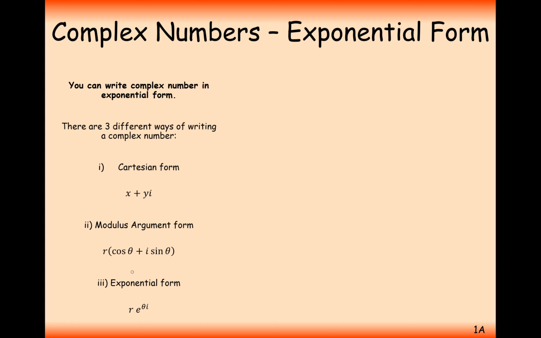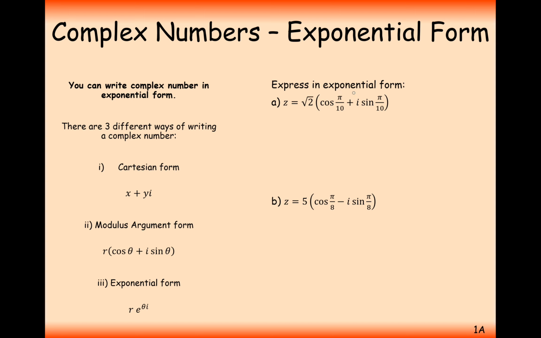And you can see here the letters borrow from the modulus argument form. r still refers to the modulus of the complex number, and then it's e. We saw it a little bit in the lower sixth, so hopefully that's not too unfamiliar to you. Theta is still the argument, and then i is afterwards still on the power. So it's the modulus times e to the argument i. So that's a complex number in exponential form.